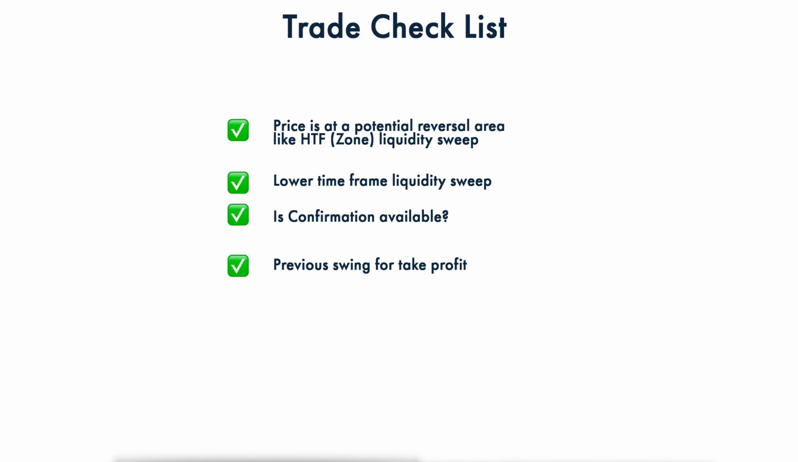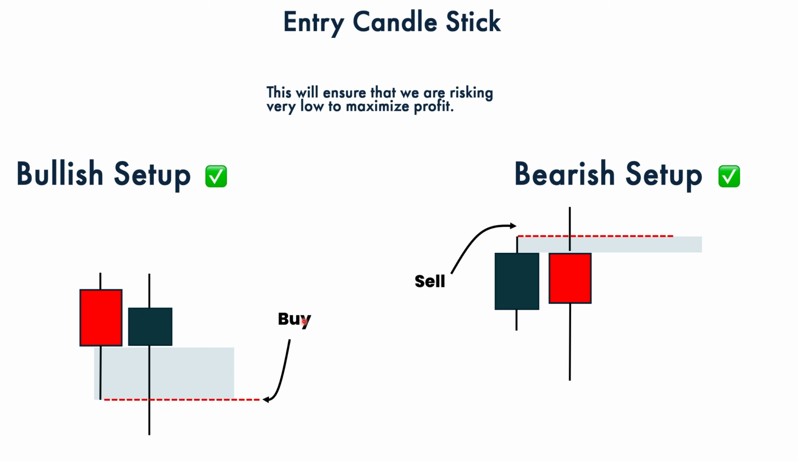So let's do a trade checklist here. The first thing you need to check is whether price is at a potential reversal area, for instance in a higher time frame zone or on a liquidity sweep. Another thing is, do we have a lower time frame liquidity sweep? Is price making a confirmation, or is a confirmation available in the market? And you must also have a previous swing, so that we can set a take profit level. From here, this is the only candlestick pattern that you need to memorize and understand.